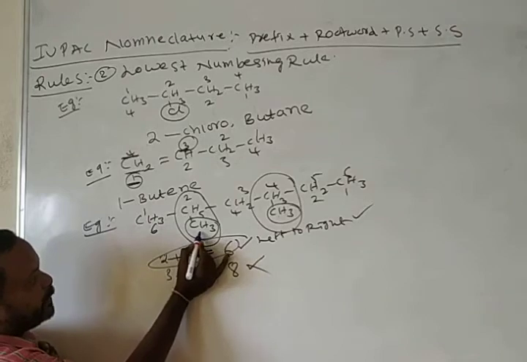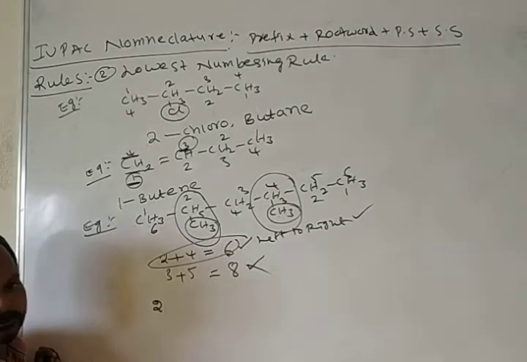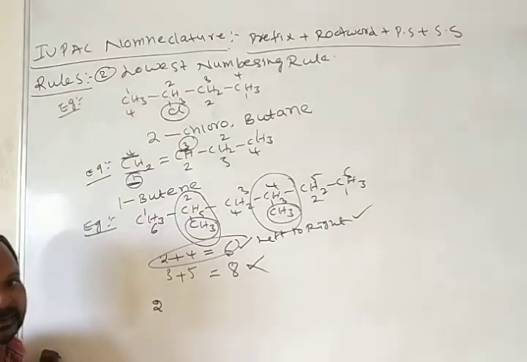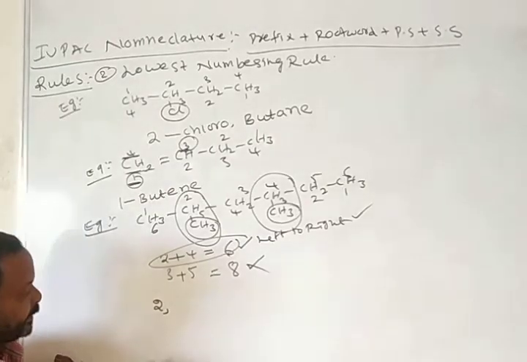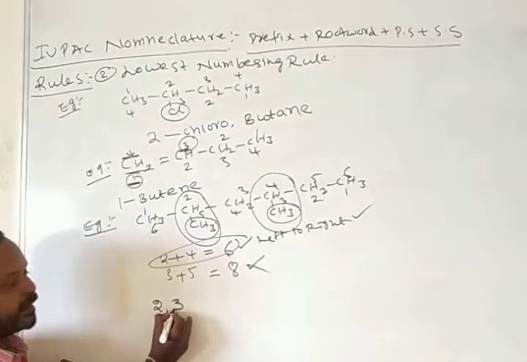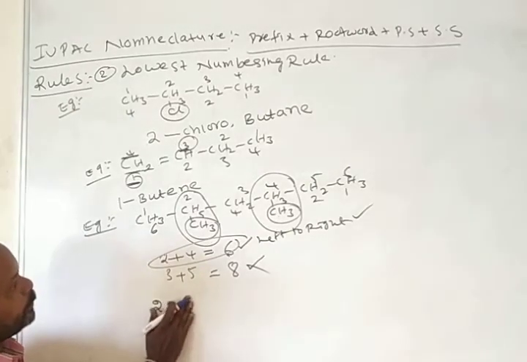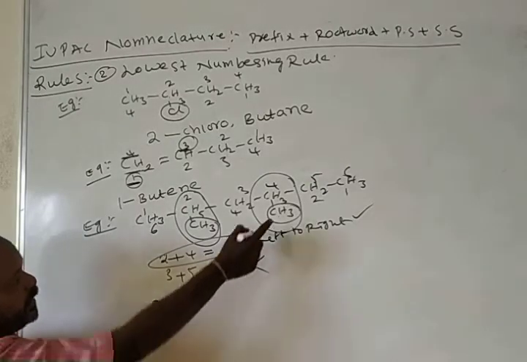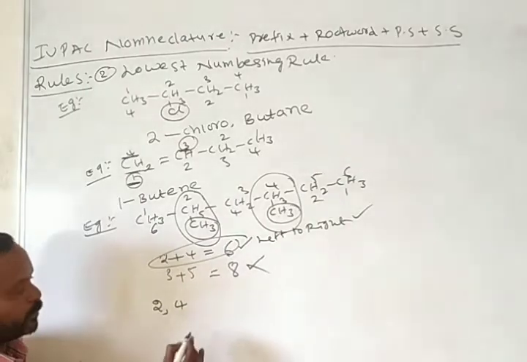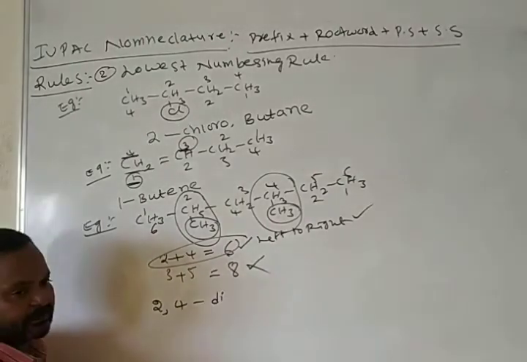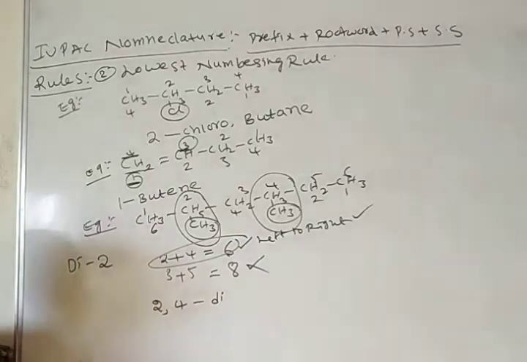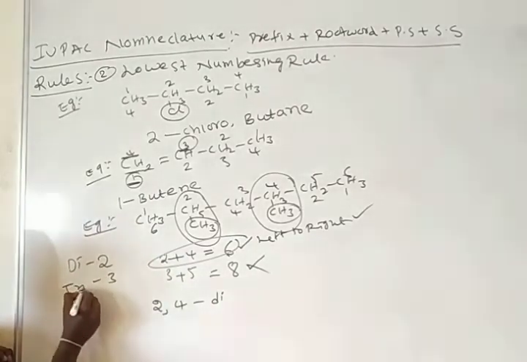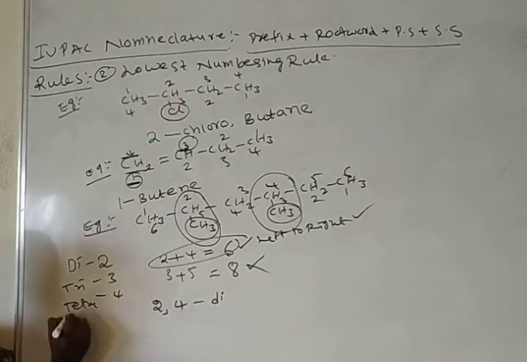A methyl group is at the second position. One more methyl group is there, at the fourth position: 2, comma, 4. How many methyls are there? 2 methyls. If 2 same groups are present, we use di. If 3 are present, we use tri. If 4 are present, tetra. If 5 are present, we use penta.